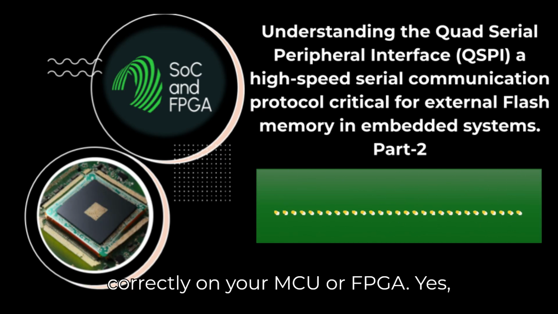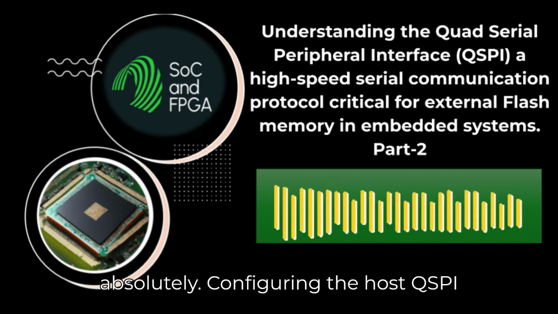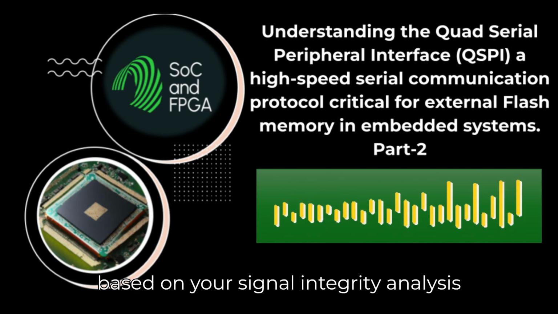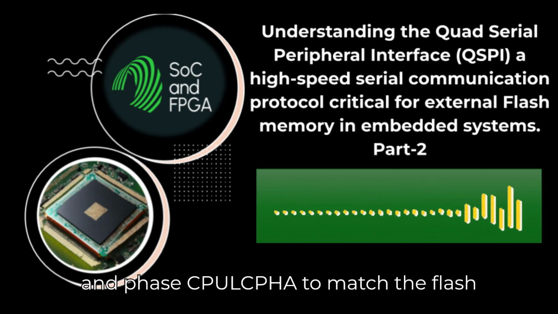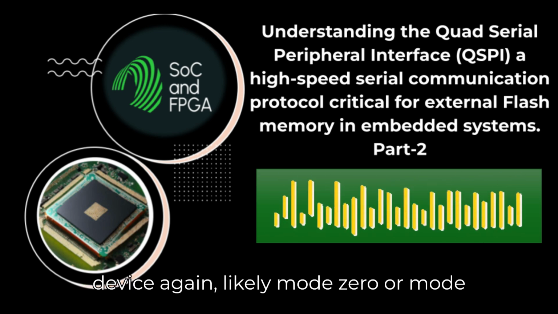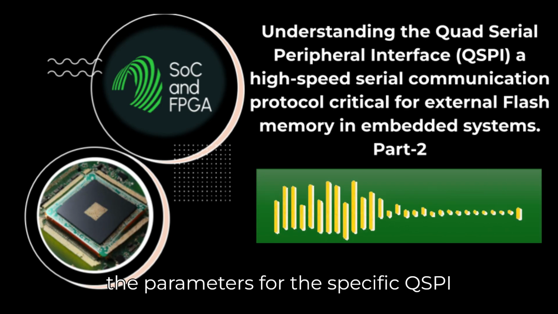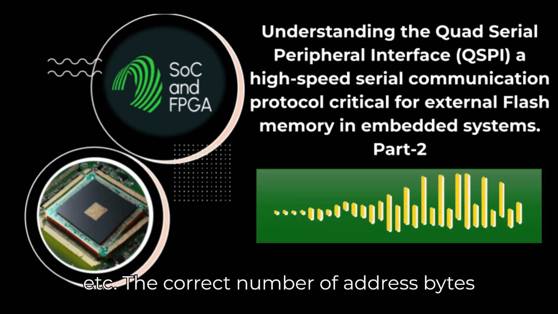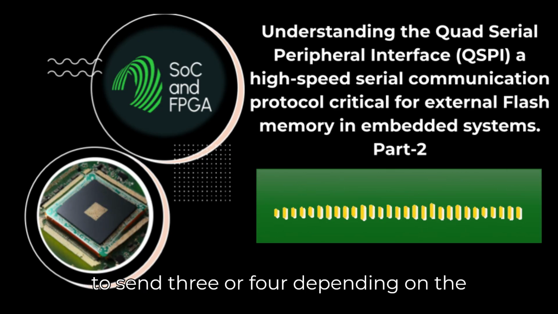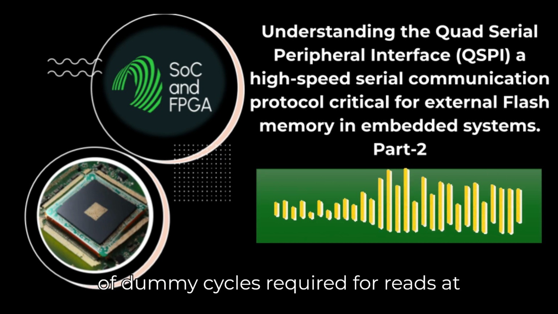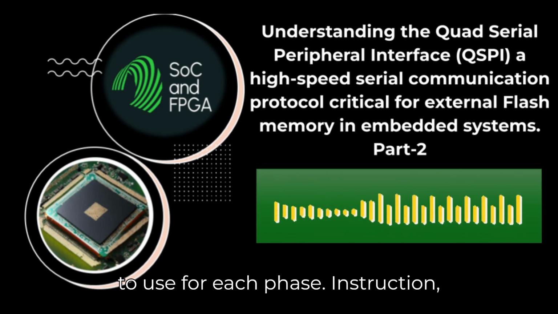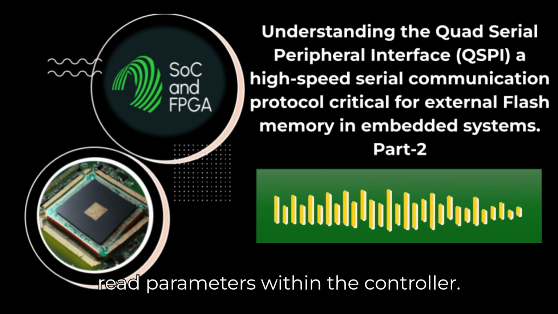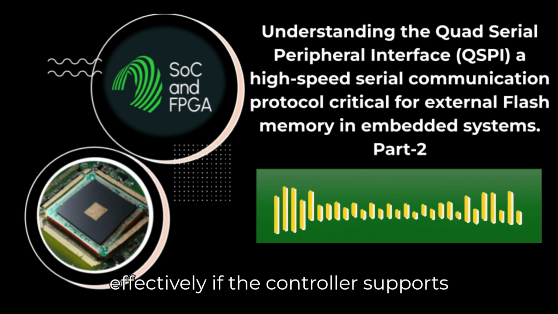Then you need to configure the controller side correctly on your MCU or FPGA. Yes, absolutely. Configuring the host QSPI controller properly is crucial. You need to set the clock frequency, SCLK, based on your signal integrity analysis and the flash chip's capabilities. You have to set the correct clock polarity and phase, CPOL, CPHA, to match the flash device, again likely mode 0 or mode 3. Then you need to carefully program the parameters for the specific QSPI commands you intend to use. This includes telling the controller the right opcodes for read, write, erase, status check, etc., the correct number of address bytes to send, 3 or 4, depending on the flash size and mode, the correct number of dummy cycles required for reads at your chosen frequency, and which I/O lines to use for each phase: instruction, address, data. If you're using memory mapped mode for XIP, you need to configure its base address, size, and read parameters within the controller. And think about using FIFOs or DMA effectively if the controller supports them. Okay, so controller setup is key.